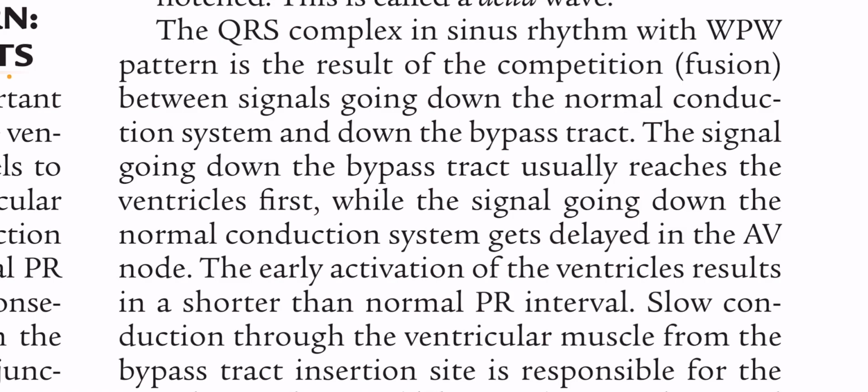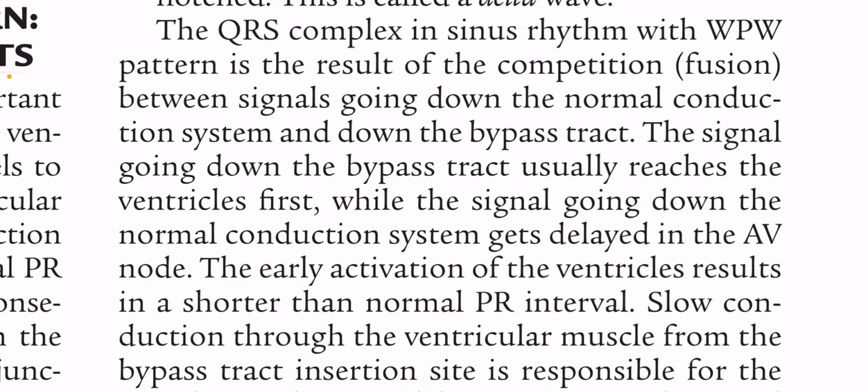the competition fusion between signals going down the normal conduction system and down the bypass tract. The signal going down the bypass tract usually reaches the ventricles first, while the signal going down the normal conduction system gets delayed in the AV node. The early activation of the ventricles results in a shorter than normal PR interval.